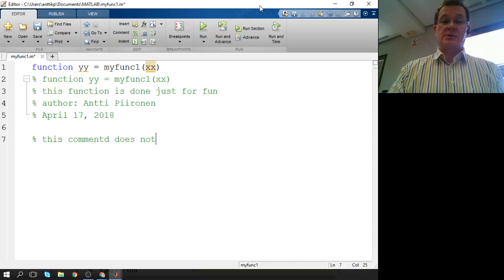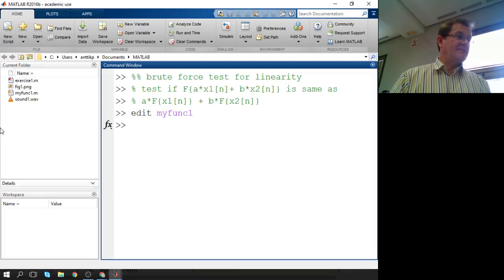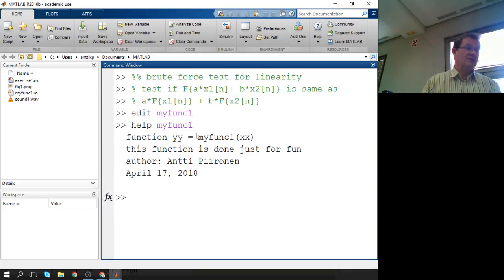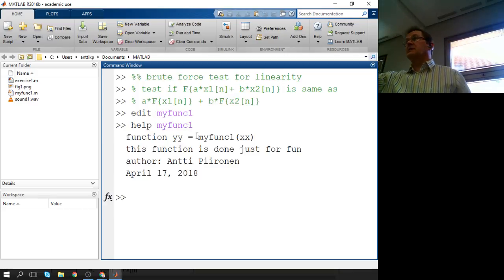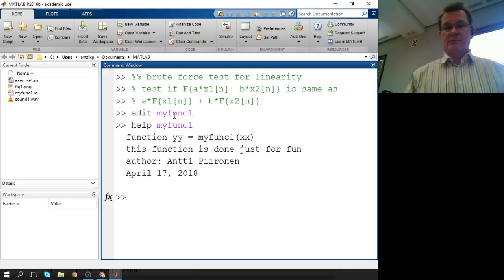does not show on help. Okay, what I'm talking about here? Let me go to my MATLAB window, since now I can call that function and say help my func1. So whatever you write in this comment section at the beginning will show up as help. So that's how MATLAB help actually works.